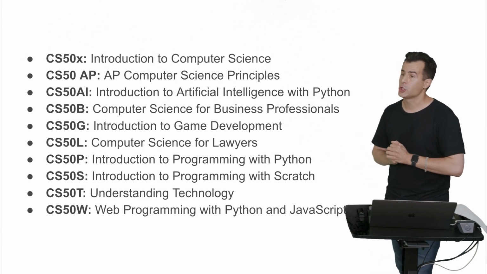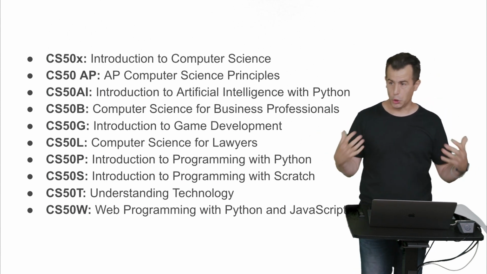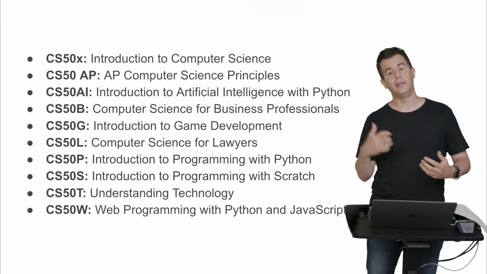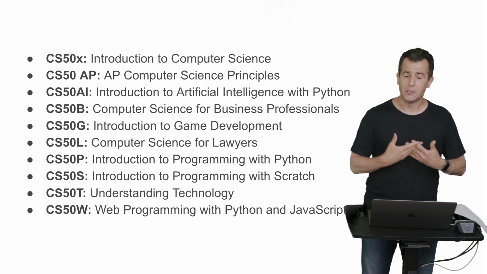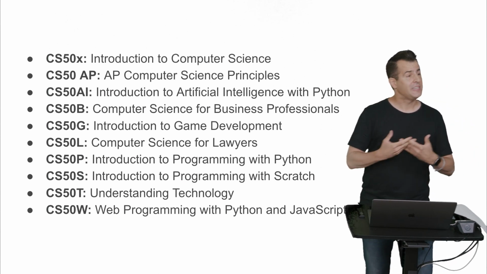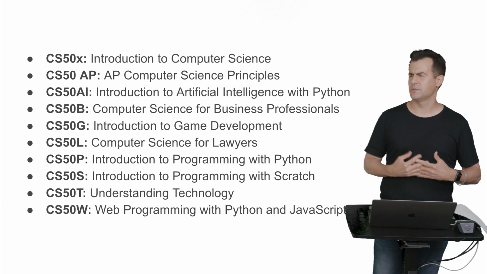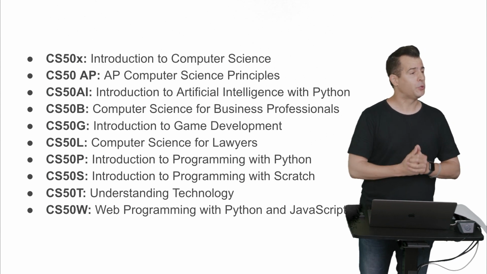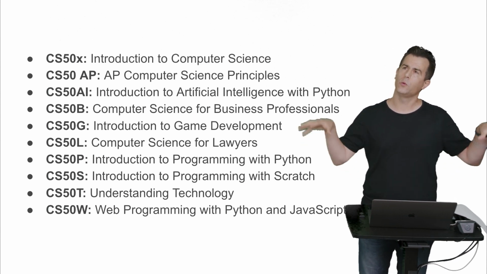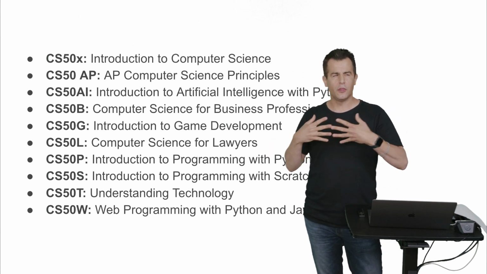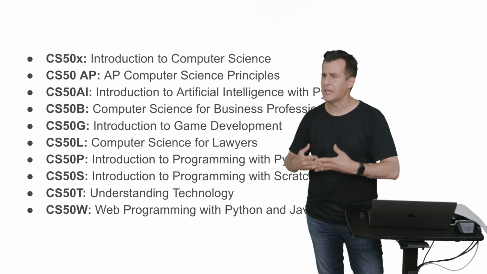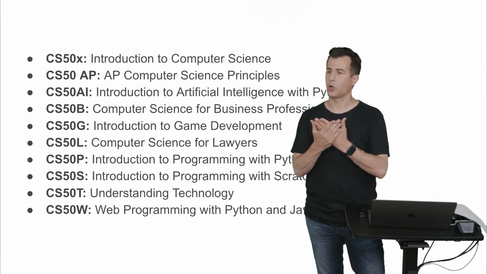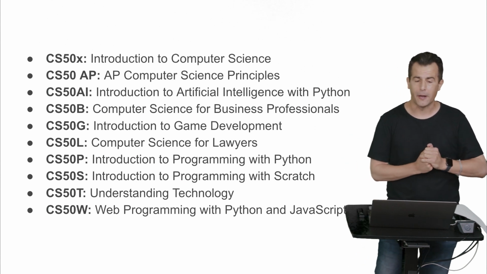CS50G, introduction to game development, uses a language called Lua that allows students on their own Macs or PCs to create their own two-dimensional, and then later in the course via Unity, three-dimensional games as well. CS50L is computer science for lawyers. This is similar to CS50B, but targeted specifically at the legally minded folks out there, paralegals and the like, who want to explore the intersection of computing with law, in particular issues of security and privacy, intellectual property, and the like. There's a similar backbone among many of these courses, but their focus tends then to vary.